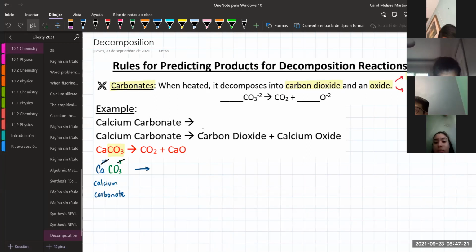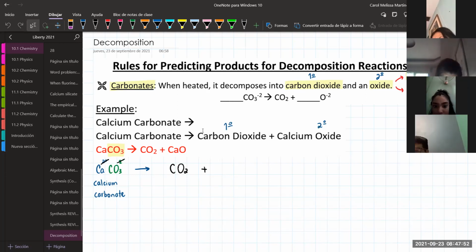Okay? These simpler compounds will be, the first one is going to be carbon dioxide. Okay? So carbon dioxide is written as CO2. And then it says it will produce another substance. My second substance that will be produced is an oxide. Okay? The second substance is going to be an oxide. But what oxide is going to be produced? It will depend. Okay? Because in my reactant, I have calcium carbonate.